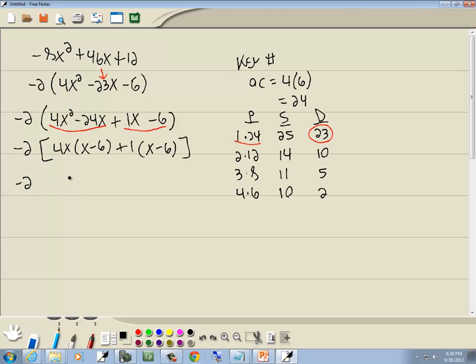Negative 2 just keeps carrying down. Our goal was to get this parentheses the same as that, which it is. So I'll factor out an x minus 6. And to decide what goes in your second set of parentheses, you can cross out these x minus 6's. And what isn't crossed out is what goes over here, which would be your 4x plus 1. And that would be your answer.